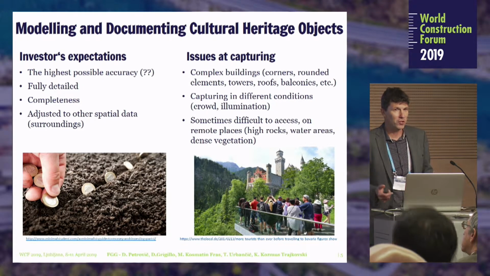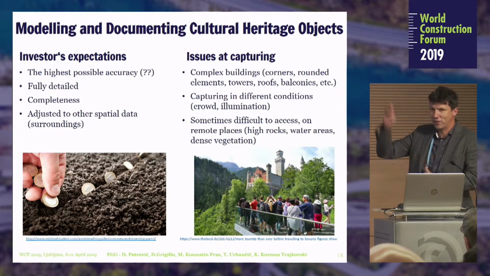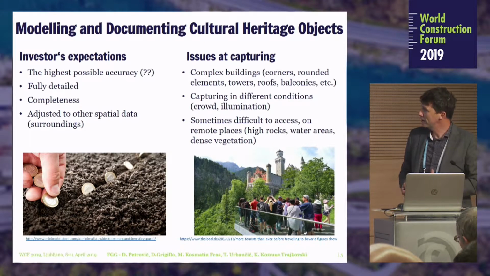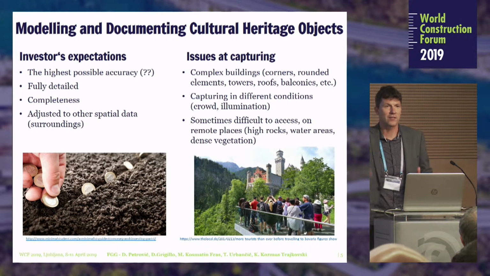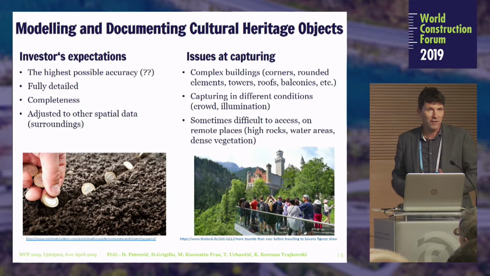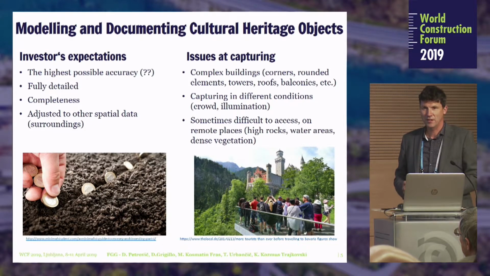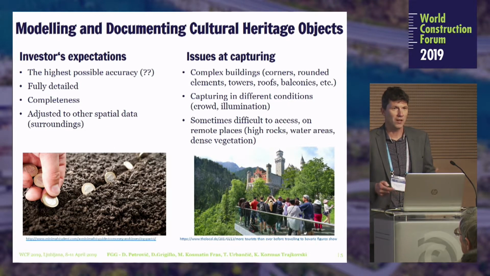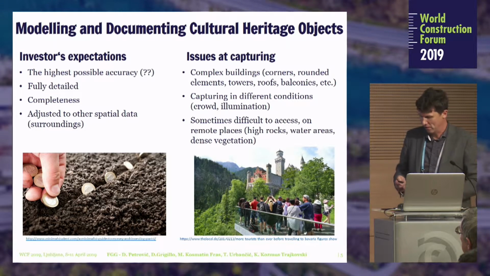The cultural heritage objects usually are very complex with a lot of rounded parts, with different heights, towers, and so on. And they are sometimes in very difficult places where it is difficult to access, on high rocks, in the water area, surrounded with dense vegetation and so on. And for us, it's extremely important to know if the final needed accuracy is 1 centimeter, 5 centimeters, or 1 millimeter. We need to decide which technology and which method we can use to get the data that the investor really needs.